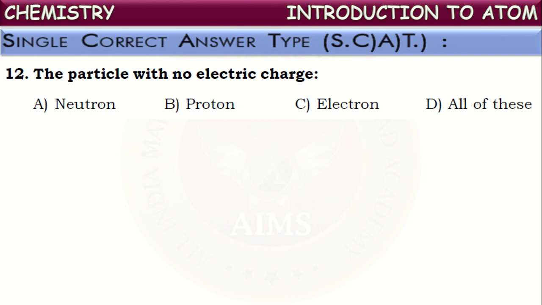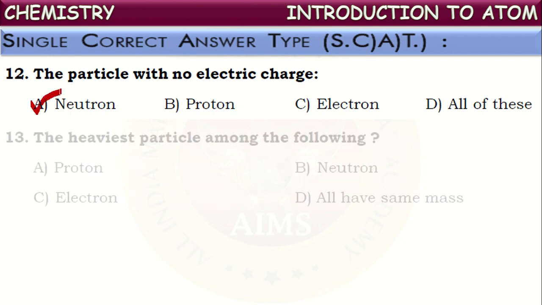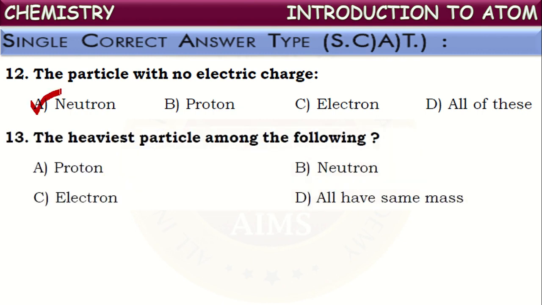The only particles present inside the atom with no charge are neutrons. Neutrons are having 1 unit mass, but they do not have any charge. So neutron is the correct answer. Next one, the heaviest particle among the following. So among the 3 fundamental particles, the heaviest particle is neutron.